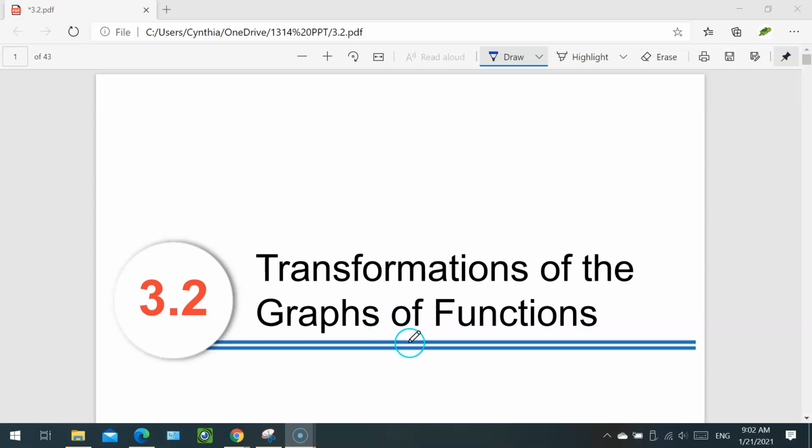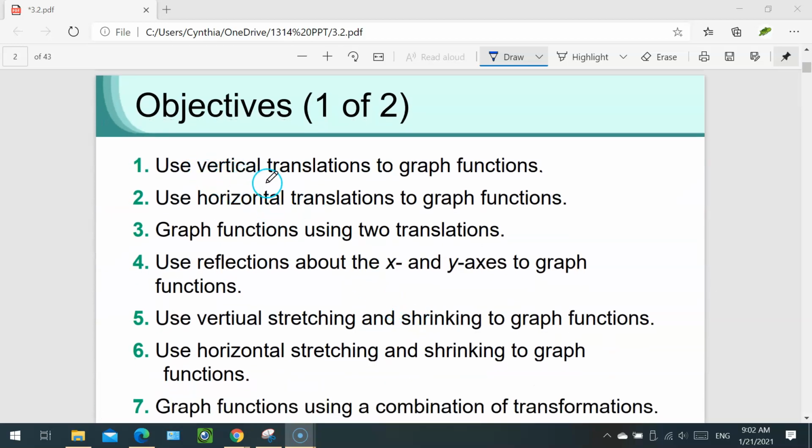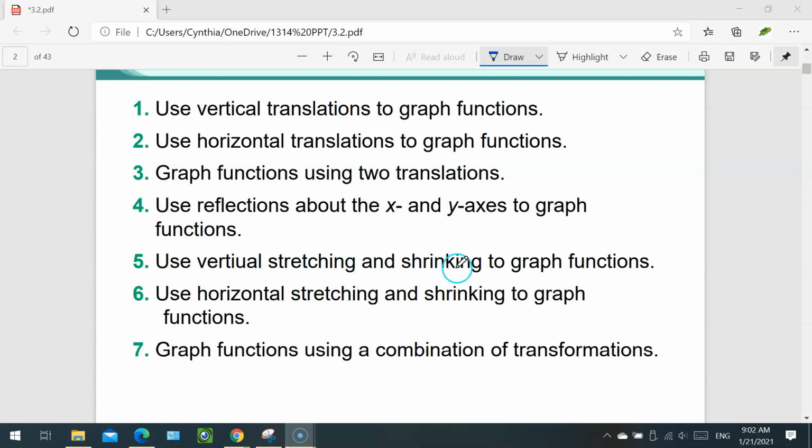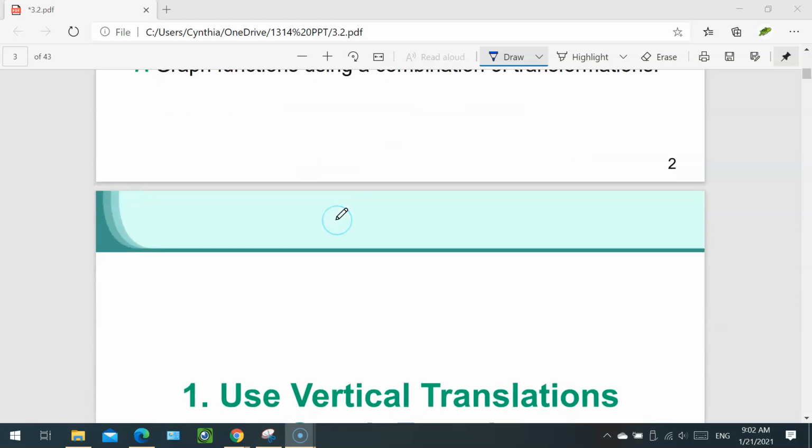Section 3.2, Transformations of the Graph of Functions. In this section, we are going to learn to use vertical translation to graph a function, horizontal translation to graph a function, two translations to graph a function, reflections about the x and y-axis to graph functions, vertical stretching and shrinking to graph a function, horizontal stretching and shrinking to graph a function, and a combination of transformations to graph a function. So we have a lot of information to learn from this section.